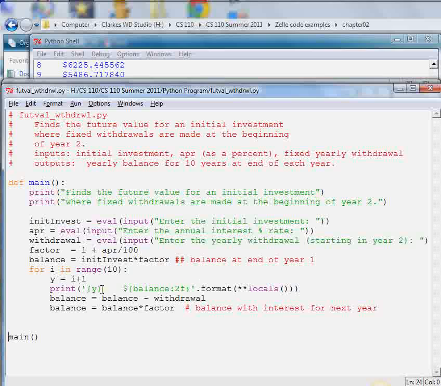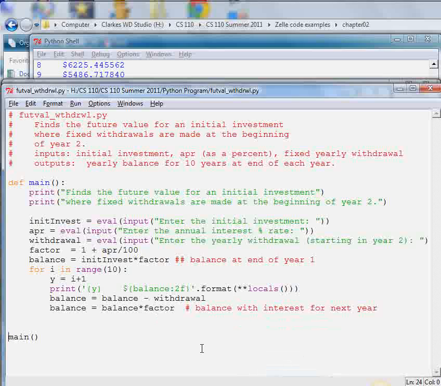And then after I print it out, I calculate what the balance is going to be at the end of the subsequent year. And so that is simply going to be the balance minus the withdrawal. Remember the calculation we did early on, the handwritten calculation. That's going to, of course, bring the balance down. But then that balance is multiplied by a factor of 1.05 if 5% is the interest rate, to get you the interest increase at the end of the year.